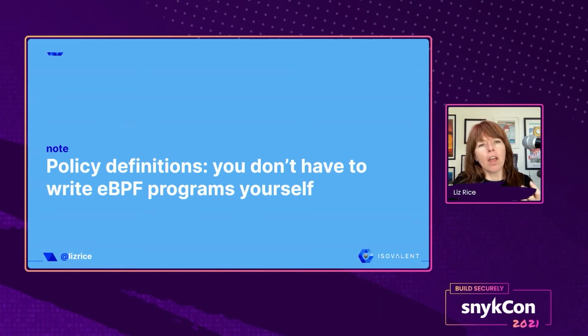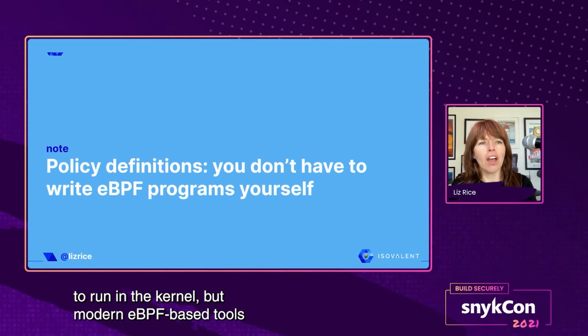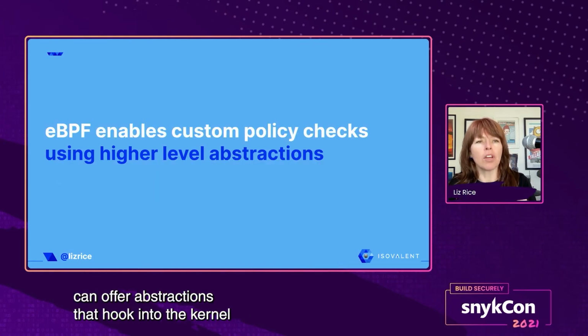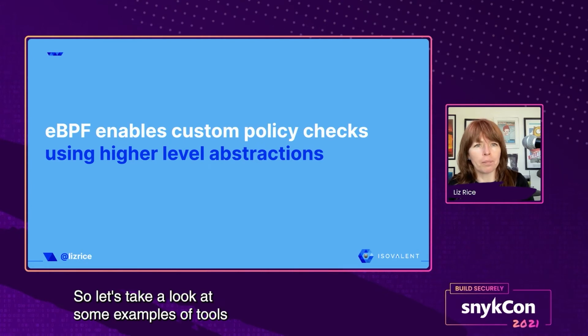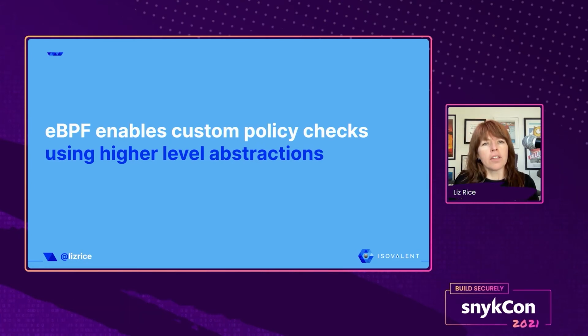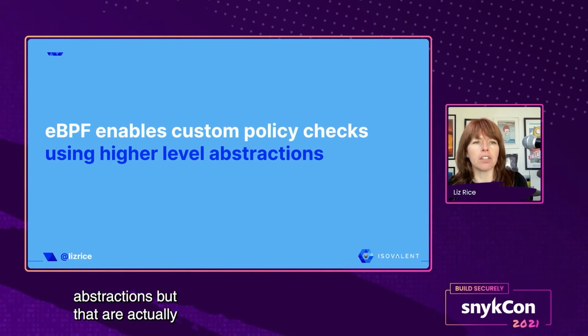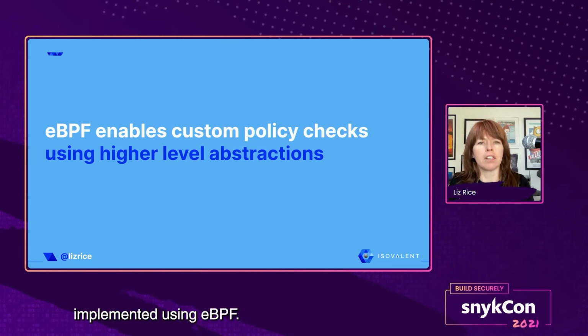So you're unlikely to have to write code directly to run in the kernel, but modern eBPF-based tools can offer abstractions that hook into the kernel in this kind of way. So let's take a look at some examples of tools that offer custom policy checks that are using higher level abstractions, but that are actually implemented using eBPF.